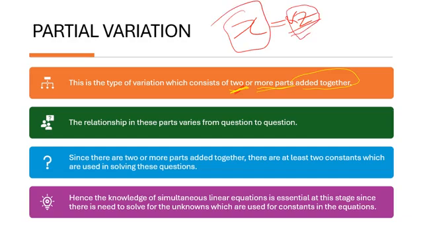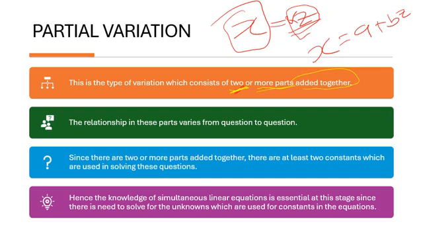But for this, they're saying there can be more than one part here. You can have two parts or more parts and add them together. You can have something like x to be equal to a plus b z. Yeah, so this is what we are calling partial variation. So the relationship in these parts varies from question to question.